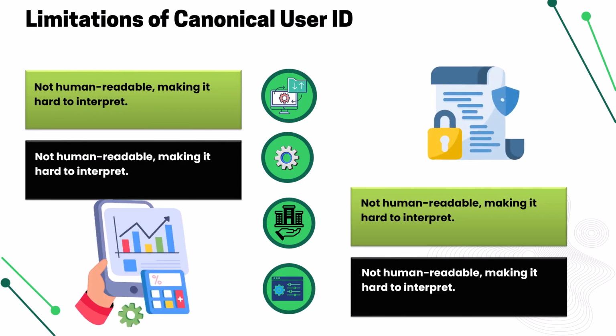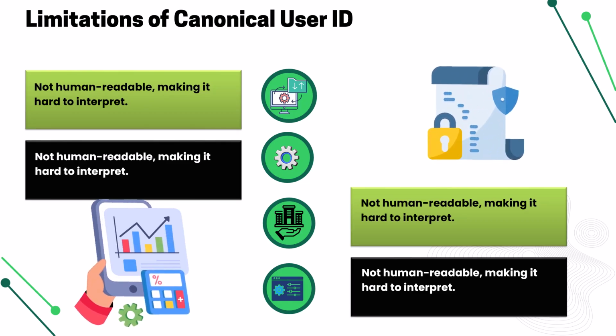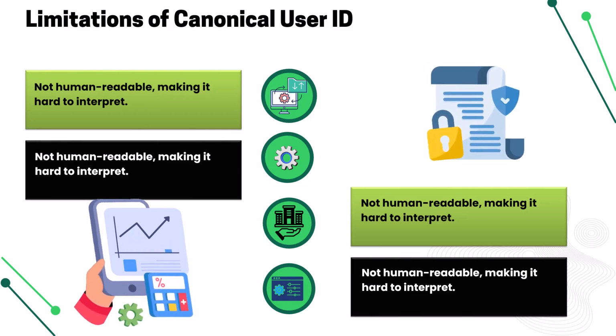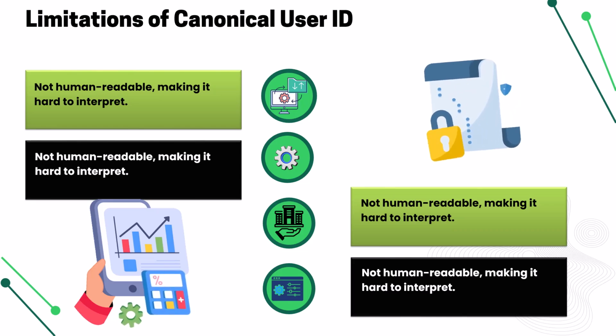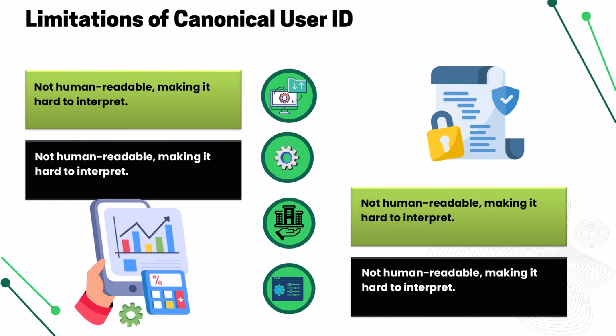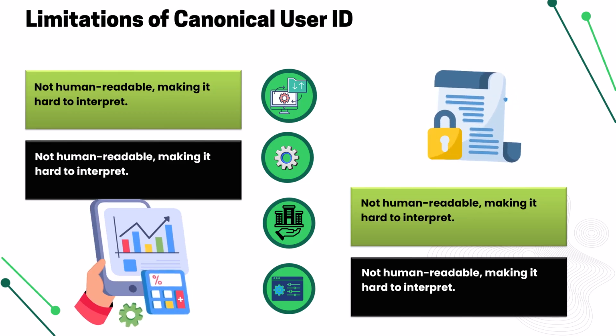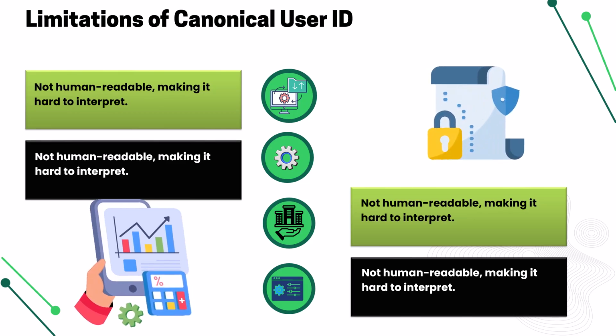The catch. While canonical user ID is powerful, it's not perfect. It's like a long, cryptic code you can't memorize, and unfortunately, it doesn't work everywhere. IAM roles don't recognize it, for example. It helps with access control, but doesn't replace AWS IAM entirely. In large multi-account environments, managing it can feel like untangling headphone wires.